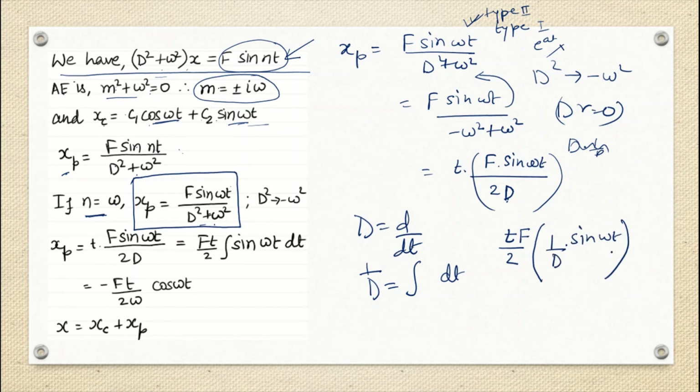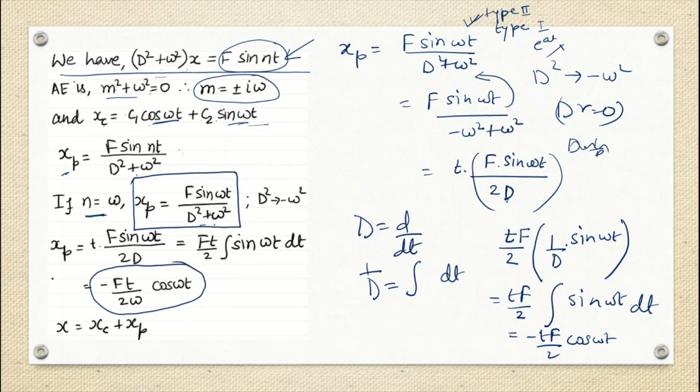I think there is no doubt here. So we can say that tf by 2, this 1 by d is nothing but integration with respect to t in this case. So this is nothing but sine omega t. Integration of sine omega t will give you negative of cos omega t. We have seen this here also. Fine. So we got our CF and PI both methods. So finally, whatever x is there, that will be our answer.